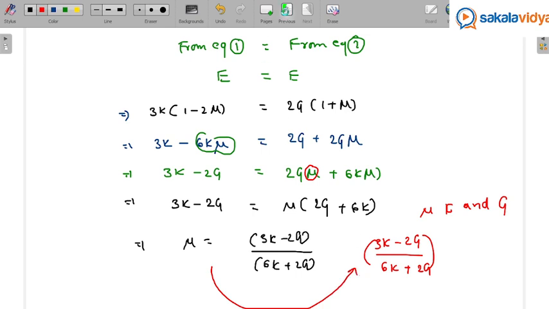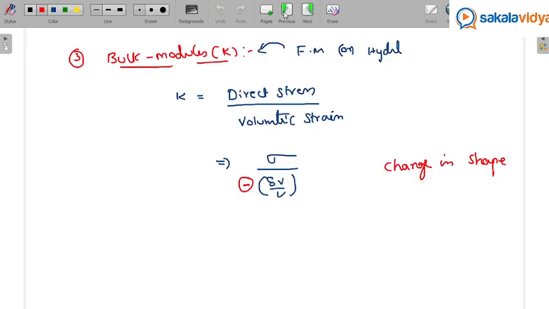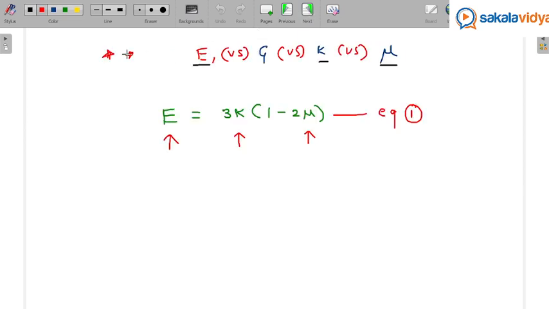Definitely this question is very important. You may get a question based upon this relation among Young's modulus, shear modulus, bulk modulus and mu.